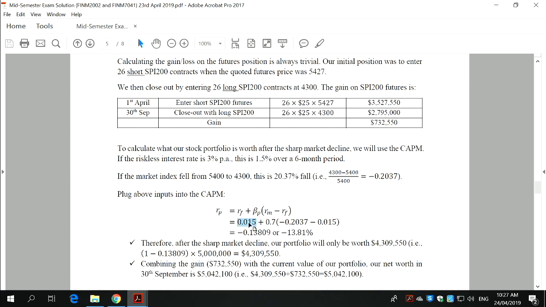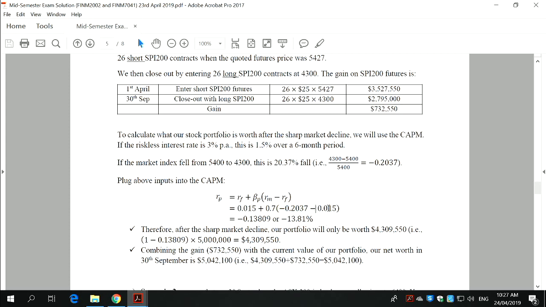So as I mentioned, the risk-free rate is 1.5% over the past 6 months, beta 0.7. So that's the negative return on the market portfolio, subtract the risk-free rate. So your portfolio declined by a smaller magnitude. The market fell around 20%, your portfolio fell 13.81%, right? So your portfolio starts with a value of $5 million. So 5 million multiplied by 1 minus that. So your portfolio ends up around 4.3 million 6 months later.